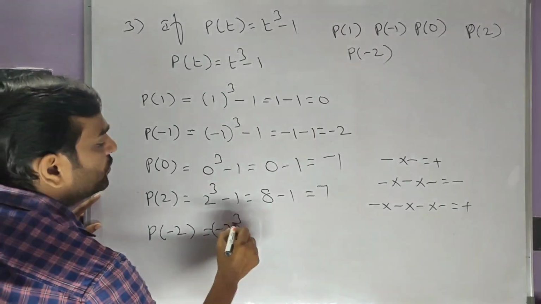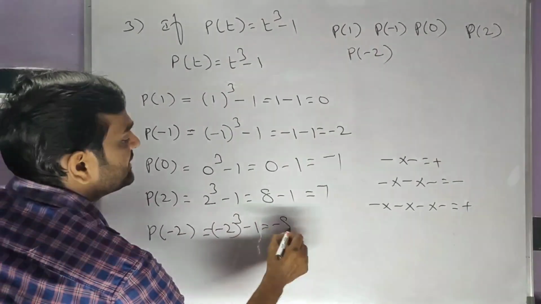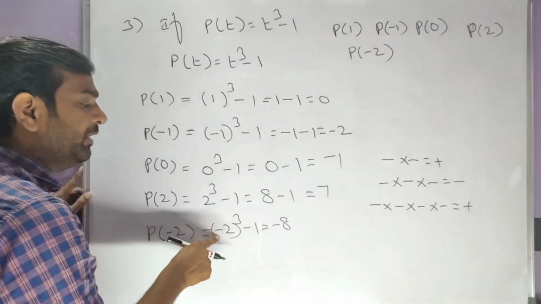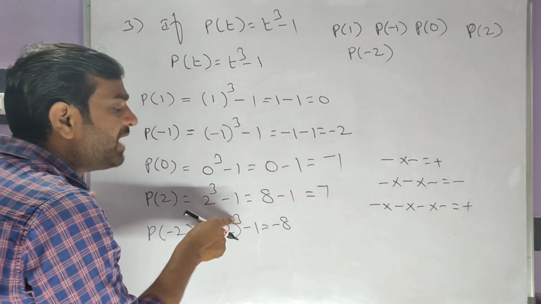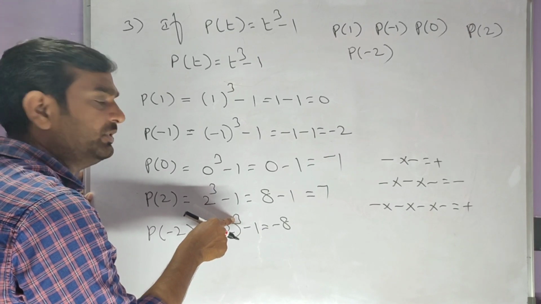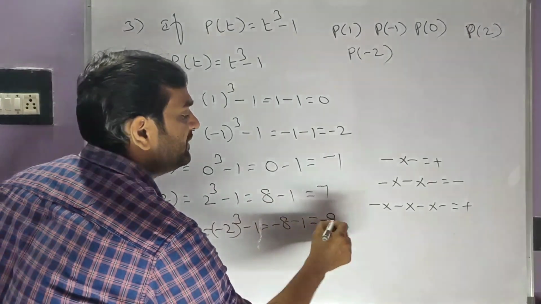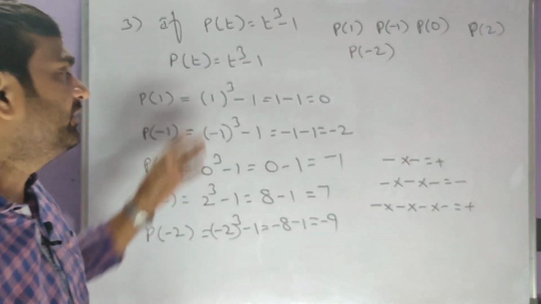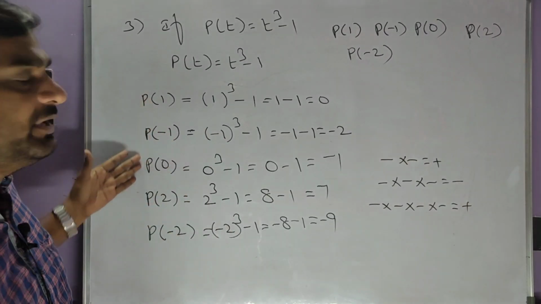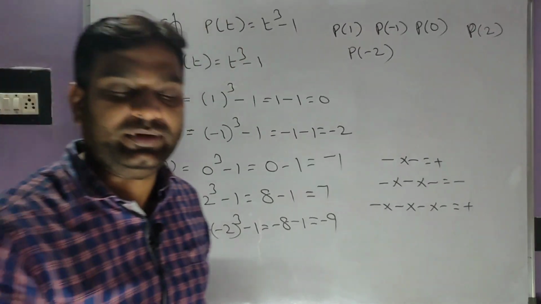P of minus 2. Minus 2 cube minus 1. Minus 2 cube is minus 8. Just now we discussed, if you multiply minus an odd number of times, you will get minus only. Minus 8 minus 1 is minus 9. Okay, we get the values of p of 1, p of minus 1 and the rest for the given polynomial.